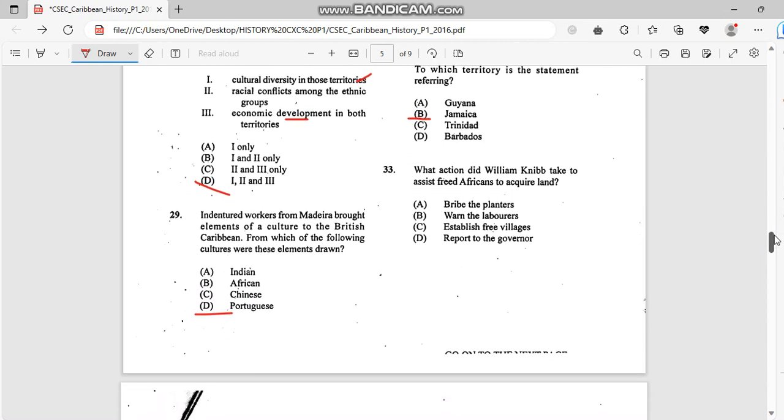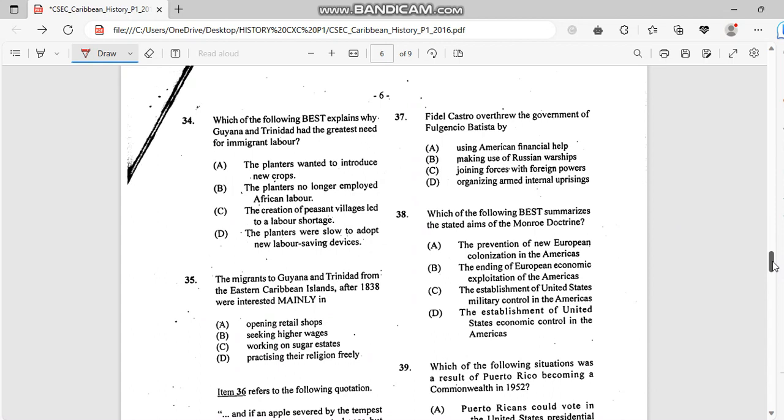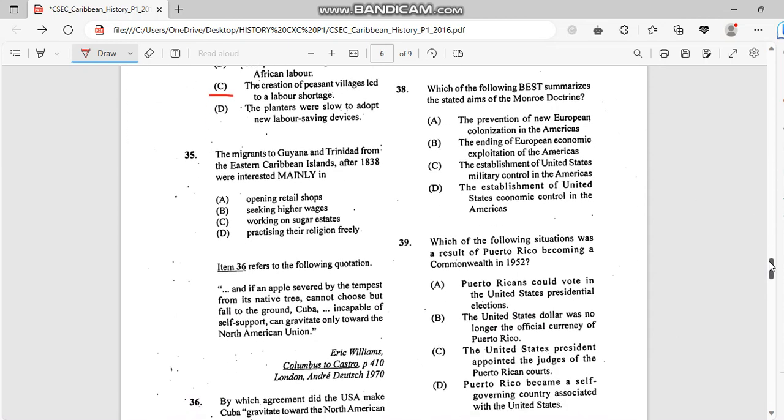Alright. Number 33. What action did William Knibb take to assist freed Africans to acquire land? And the answer is establish free villages, guys. Number 34. Which of the following best explains why Guyana and Trinidad had greatest need for immigrant labor? And it was the creation of peasants' villages led to a labor shortage. Number 35. The migrants to Guyana and Trinidad from the eastern Caribbean islands after 1838 were interested mainly in, and it was seeking high wages.